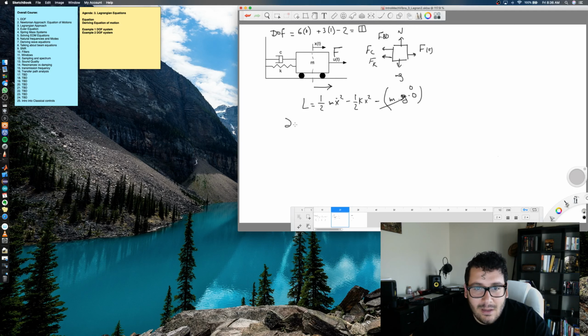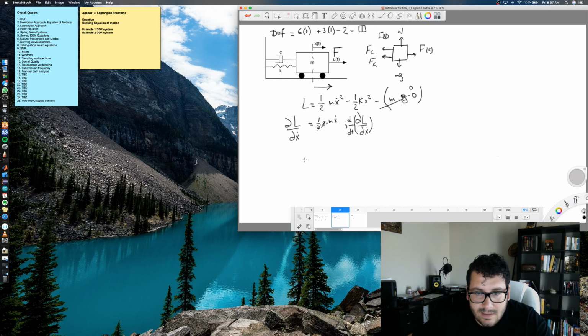Now my partial L over partial x dot: remember, this partial is not differentiating with respect to time, which means this term is a constant, so it goes to 0, and this term is half times 2 times m x dot. So we end up with m x dot. Now we take that and differentiate it with respect to time, because remember the equation?